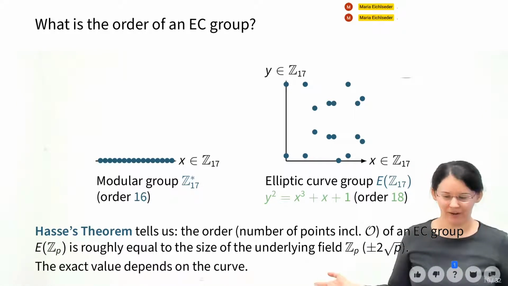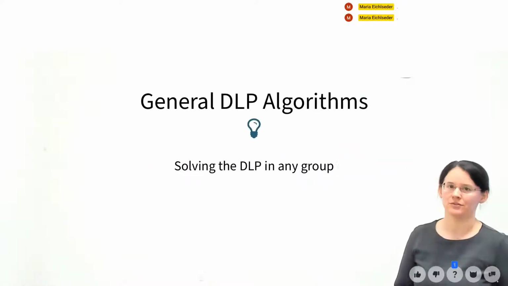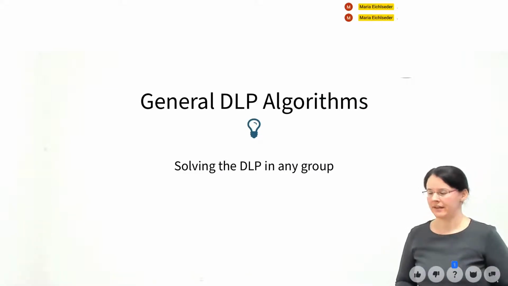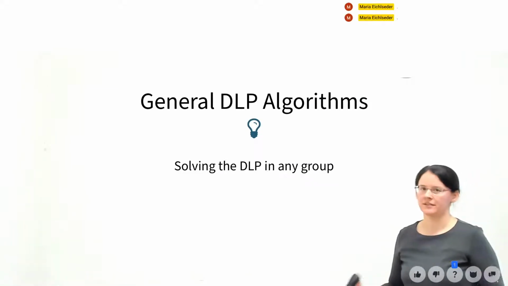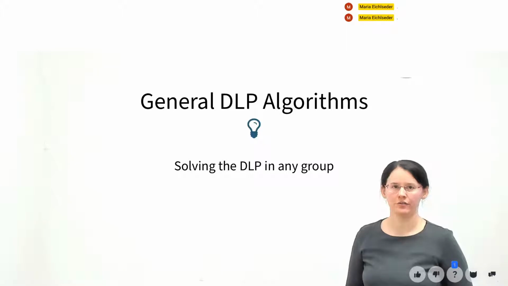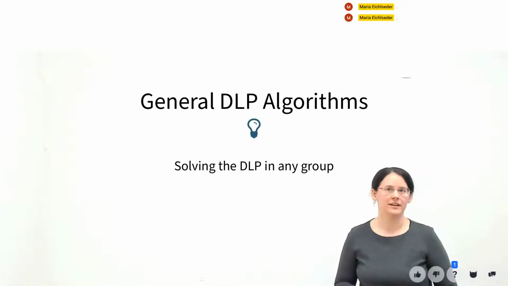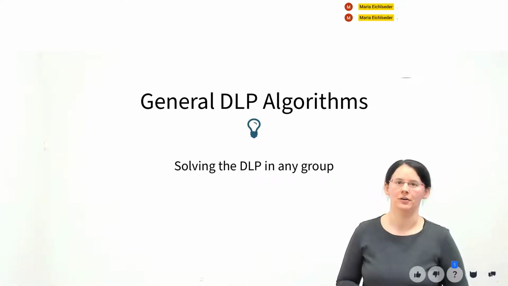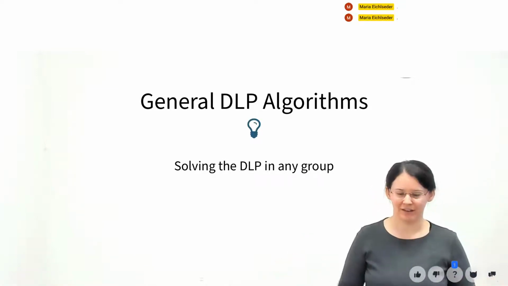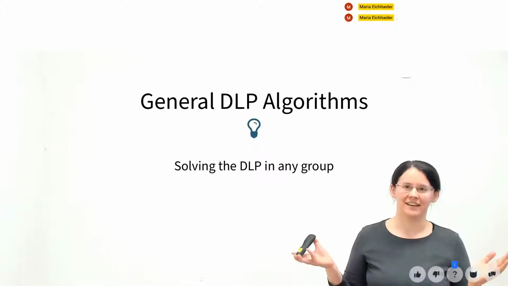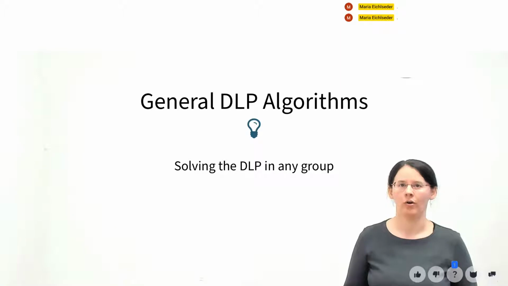Okay, so let's go and solve this discrete log problem with some general methods that work in any group, whether it's elliptic curve or something else entirely. And I guess you can all think of a very simple algorithm for how to solve this. Does somebody have any suggestions? So how would you, if you didn't know anything else and had to solve a discrete log problem, what would you do? Any ideas?